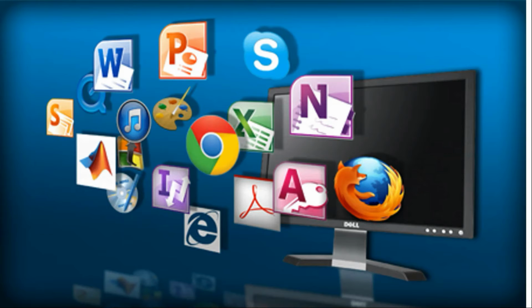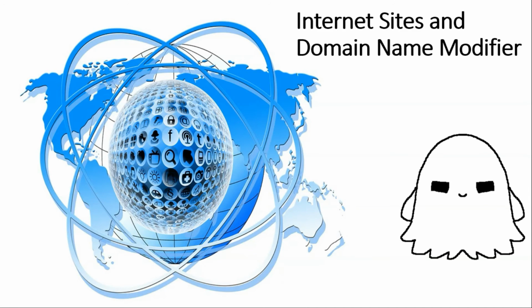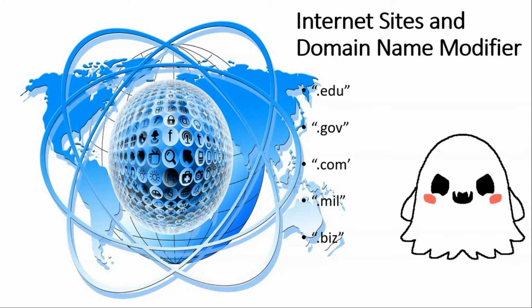Again, your hardware and your software. Now we will proceed to our internet sites and domain name modifiers. Examples include your .edu, .gov, .com, .mil, and .biz. So these are the most common domain name modifiers.